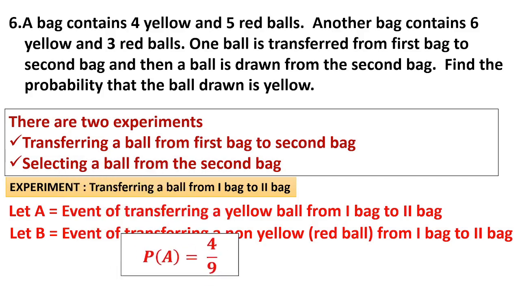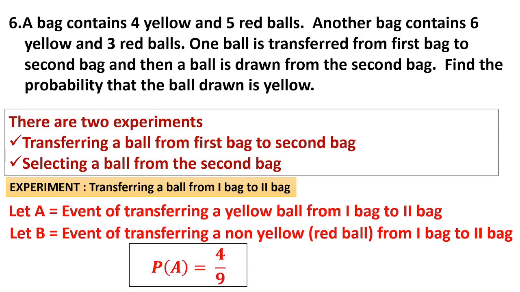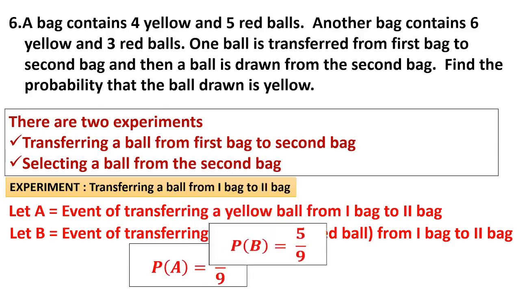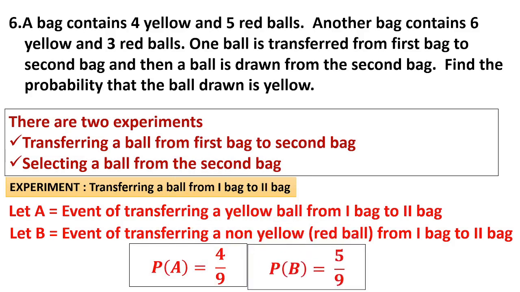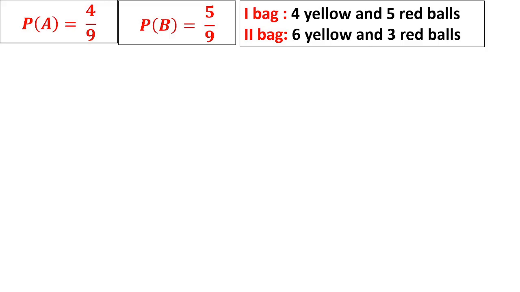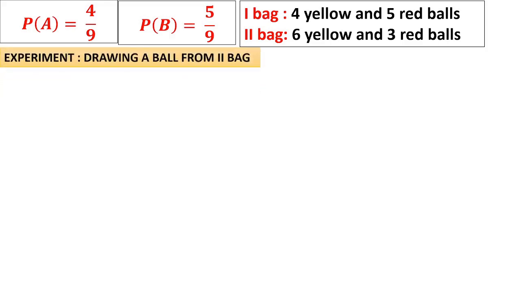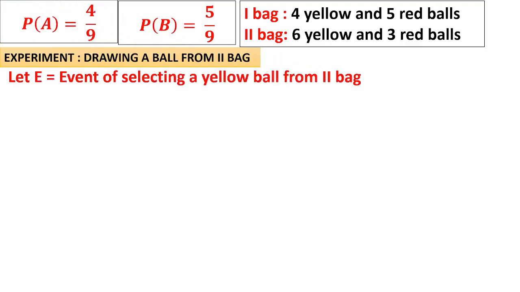Now I can find P(A) because it is 4 yellow out of 9 total balls, so 4 by 9. P(B) is equal to 5 non-yellow balls, therefore 5 by 9. Keep it ready. I have written here the contents of the first and the second bag for reference. Drawing a ball from the second bag is the second experiment. Let's call it E. There will be only one event in the second experiment.